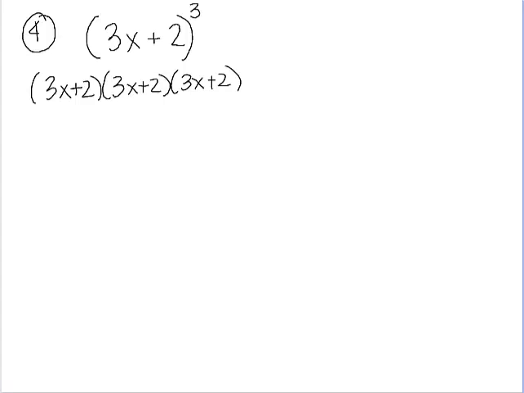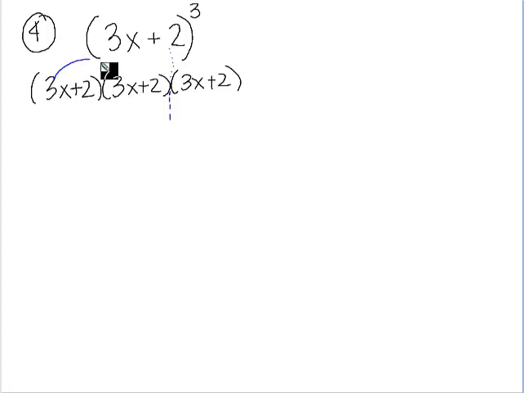3 times 3 times 3. That's a good thought, but we'll get confused with what we've multiplied and what we haven't. So what we're going to do is look at only the first 2 and just multiply the first 2 together. Okay? And then once we get that figured out, we'll multiply it by our last term. So we're just going to focus on the first 2.